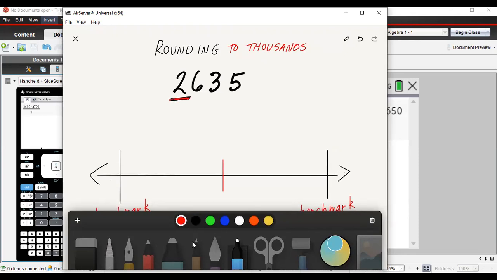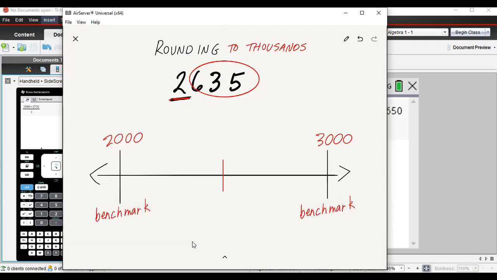That's going to be our benchmark number, so it's going to be 2,000. We'll replace all of these numbers with 0, so it's just 2,000. And then we're going to add 1 to the 2 to get 3,000. So those are our lower benchmark number and our higher benchmark number.